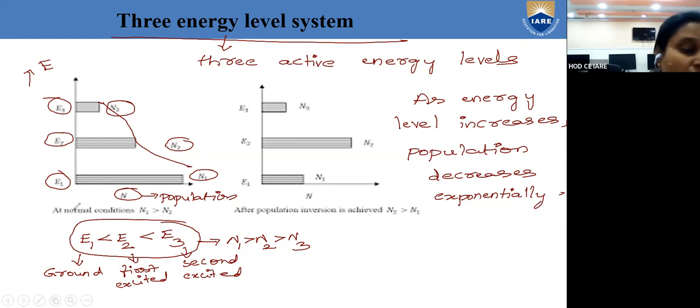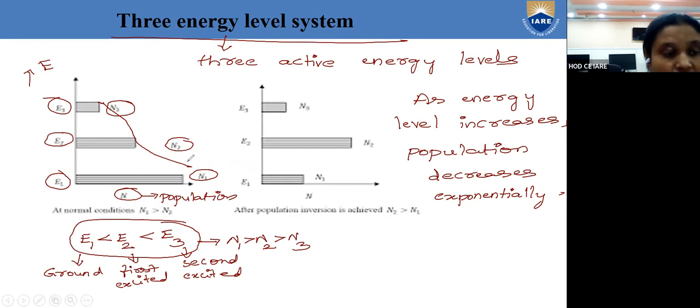Normal condition means when we are not supplying any energy. When we don't supply energy, whose population will be more? Ground state population will be more. And as energy level increases, what happens to population? Population will decrease. That's why we are showing this sloping line. This line is to show population.